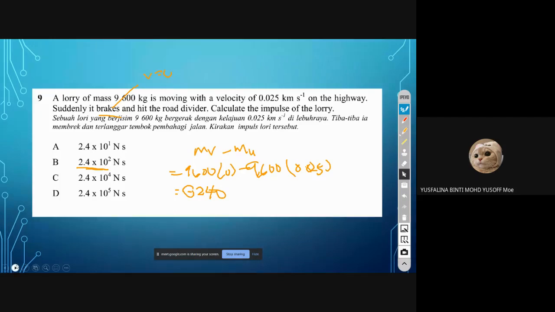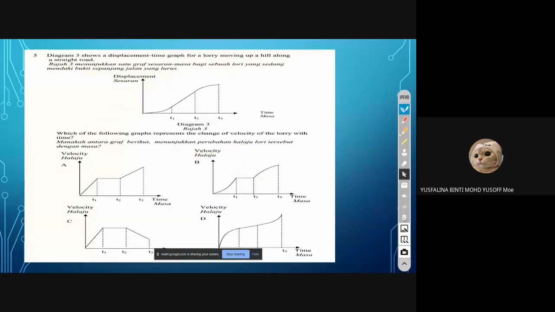Okay, graph. Diagram 3 shows a displacement-time graph for a lorry moving up a hill along a straight road. Which of the following graphs represents the change of velocity of the lorry with time? As you know, for displacement against time, the gradient is equal to velocity. So if we draw for this part, T1 first, you can see the triangle becomes bigger, so the velocity is increasing. So this one should be increasing linearly like that.